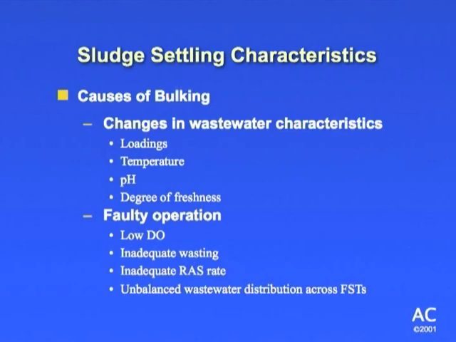The other things that will cause it are low DO, inadequate wasting, an inadequate return rate, and unbalanced wastewater distribution across the final settling tanks. These can also cause bulking. You can have what's referred to as hydraulic bulking, and that's just the blanket not settling because you're overloading the clarifier and exceeding its ability to allow the sludge to settle.